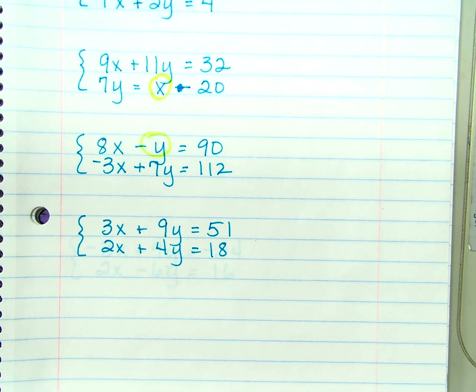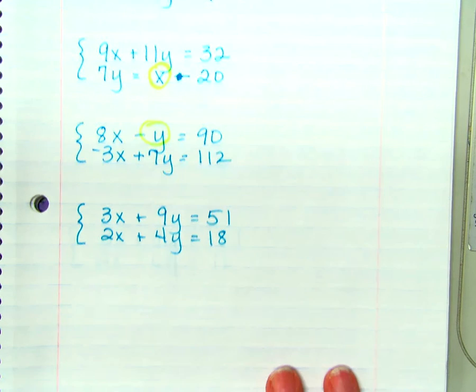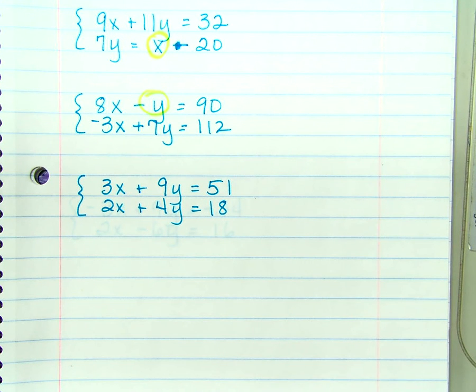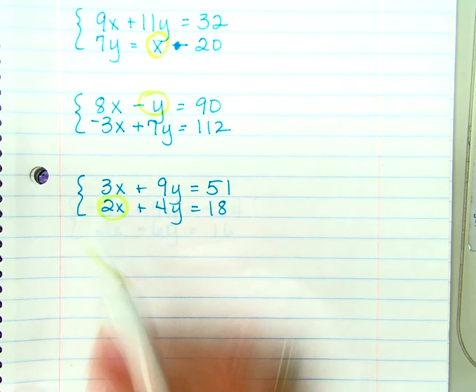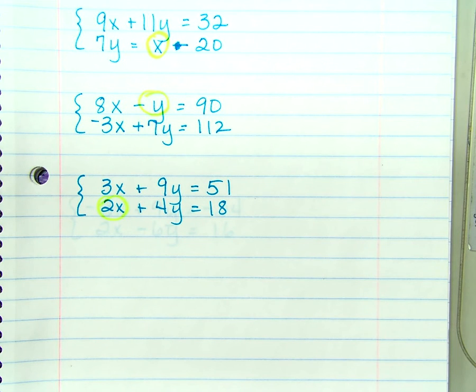Do you see the thought process that's going behind which variable we're choosing? Okay, what about the fourth problem? 3x plus 9y equals 51. 2x plus 4y equals 18. You would choose the x with the 2. So this one. Why would you choose that one?